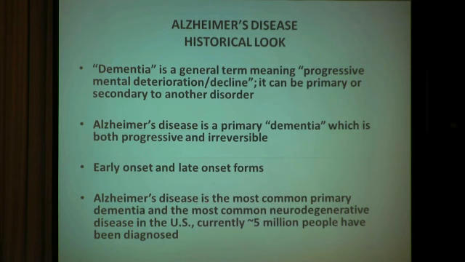Alzheimer's is the most common primary dementia in the United States, okay? And the most common neurodegenerative disease. Right now, 5 million people have been diagnosed. And it's estimated to go skyrocketing as all of us baby boomers enter that over 65, because that's more common, okay? So again, I want to stress, there's early onset and there's late onset forms. There's a reason why we separate these this way.